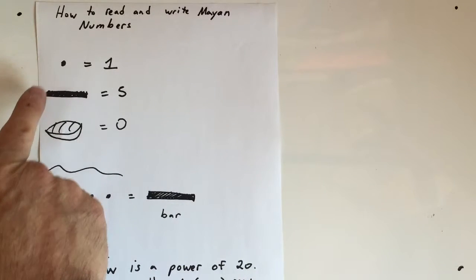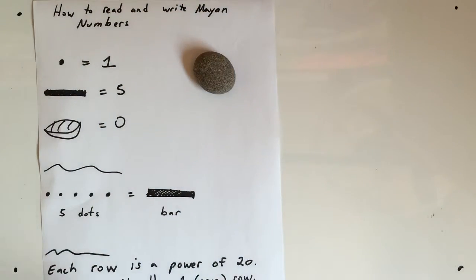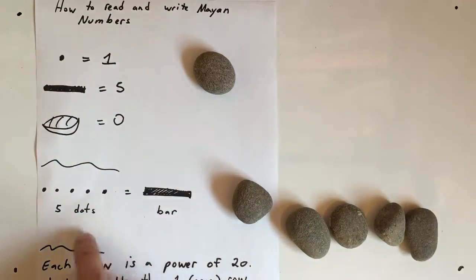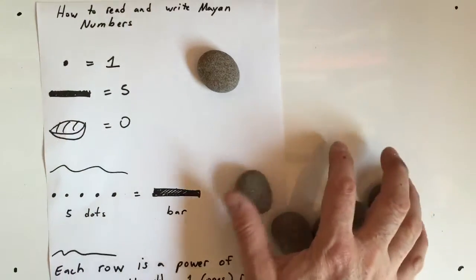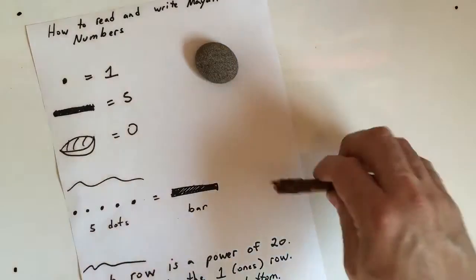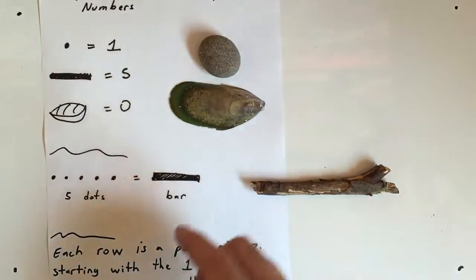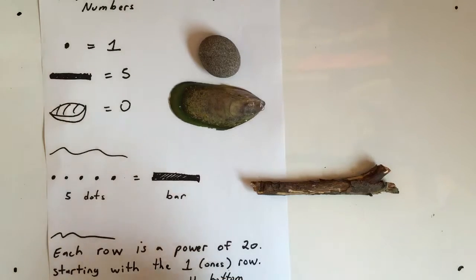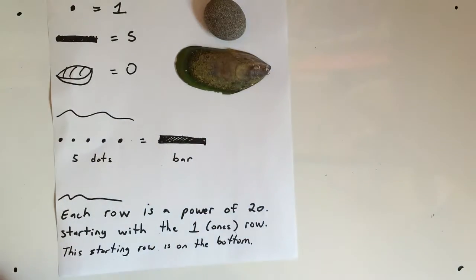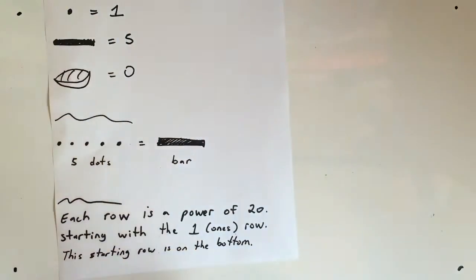They'll see the symbols of the dot equals 1, 5 dots here equals 5, which can be simplified down to a stick, and a shell or a placeholder equals 0. Each row is a power of 20, starting with the ones on the bottom row. This will be handout number 1.